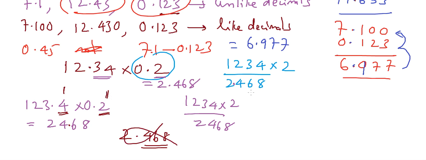Okay. So it's not difficult. If you know the multiplication of 2 natural numbers, then it's easy. Same way, it's nothing different. Only thing is you need to place the decimal point appropriately. Okay, so that too is not difficult.